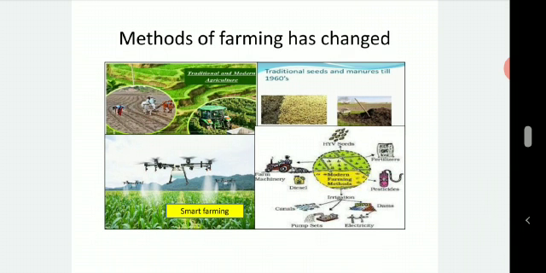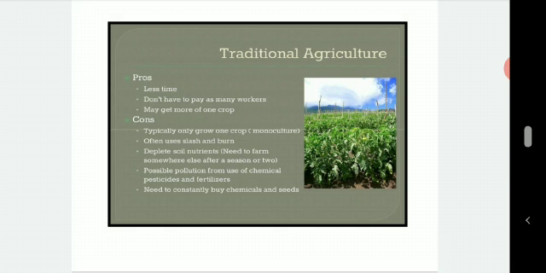So, let's note that farm production is measured in terms of yield. I repeat, when you are talking about the production of a crop, we measure it in terms of yield, which is the total quantity of crop produced on a piece of land in 1 year. Now, the next slide shows you how traditional agriculture or farming was done.